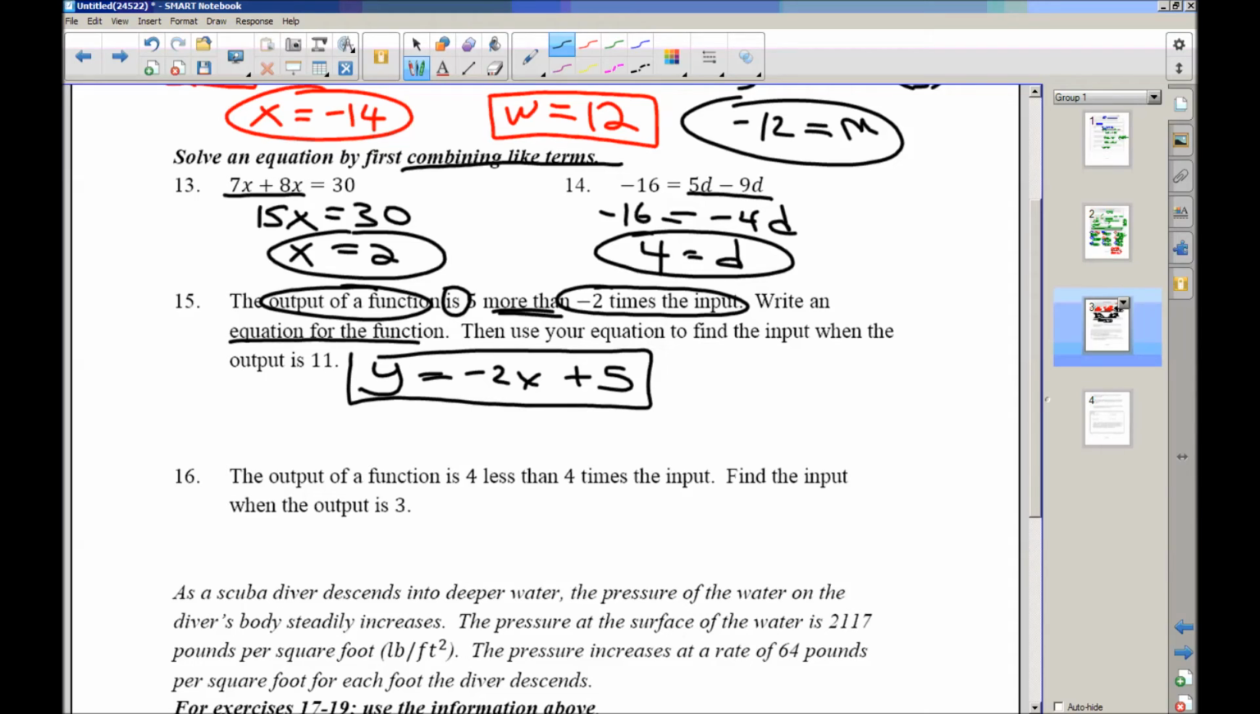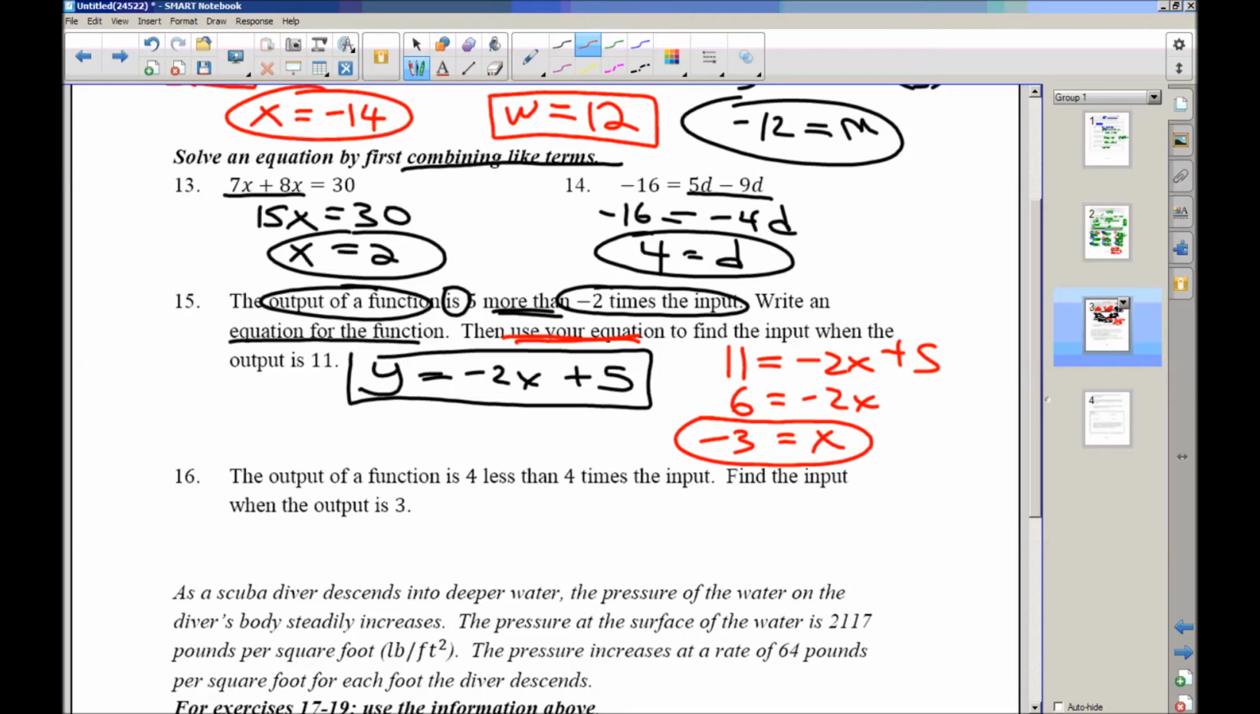That was the first answer it asked for, and then it said use your equation. Use your equation. Please don't just give me a final answer here. To find the input when the output is 11. So I replace y with 11 because that's my output. And then I subtract 5 from both sides to get 6. And I divide by -2 to get -3. So this is the input that makes the output of 11.